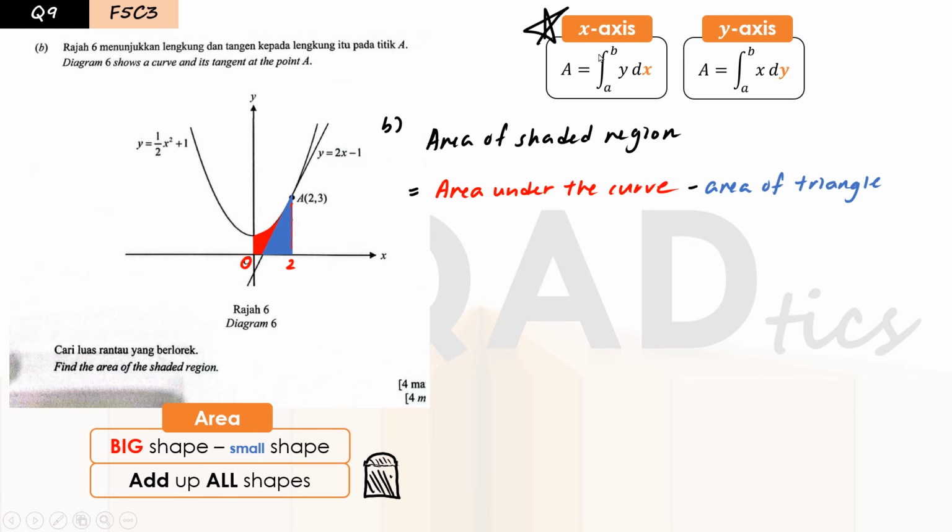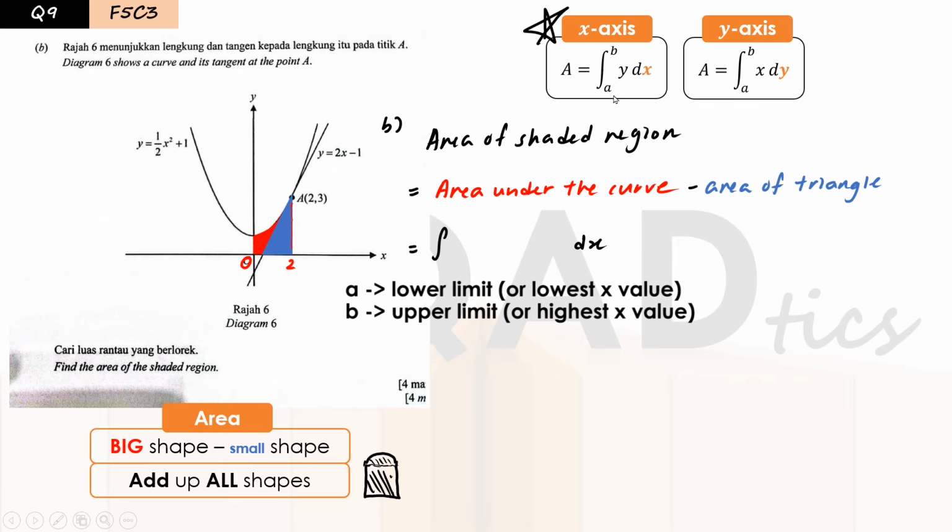Okay, so to start off, we are going to put the integral at the front and dx at the back. Why we use dx is because we are using the x-axis way, right? And for the value of a here, a is the lower limit, which would be the lowest x value in this area under the curve, which we already found out, which is 0. Alright, and the value of b here is the upper limit, which is the highest x value in this area under the curve, which is 2.